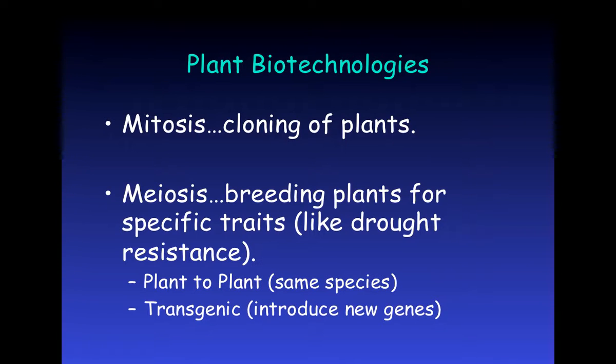When we look at plant biotechnologies, we've got a couple of things that we can do. First of all, we can have them undergo mitosis, so in other words, we can clone the different plants. Or we can use meiosis, breeding plants for their specific traits, like drought resistance. So this can be plant to plant, where we're teasing out some of the similarities that we like and that we want to keep in them.